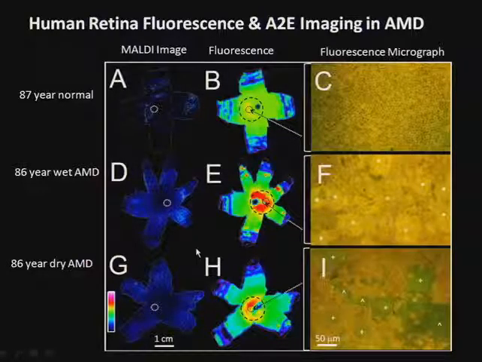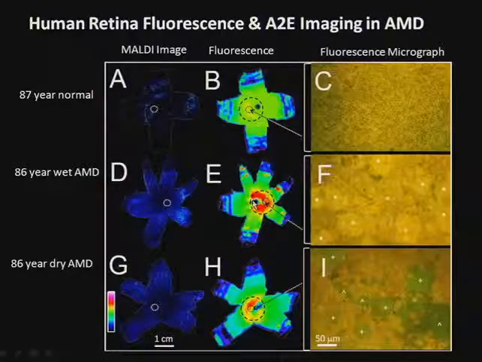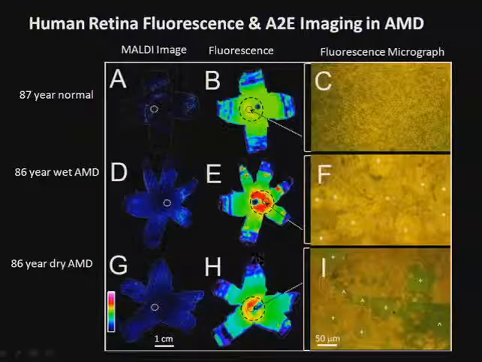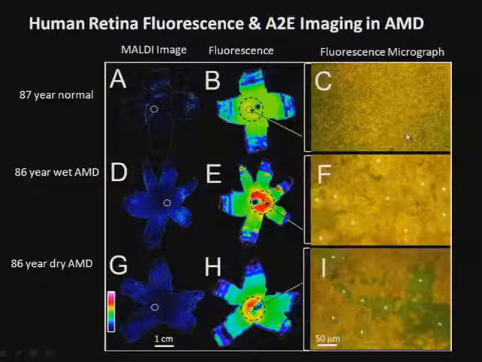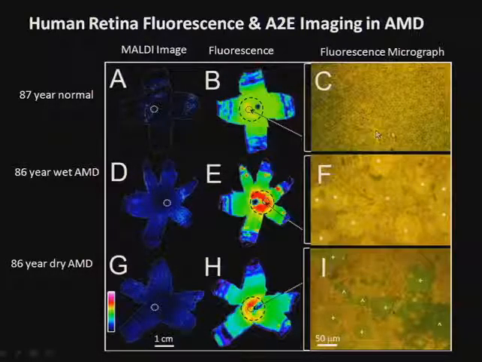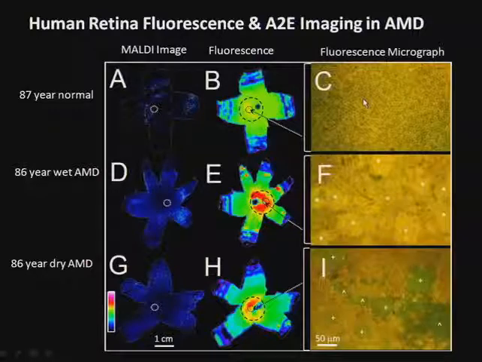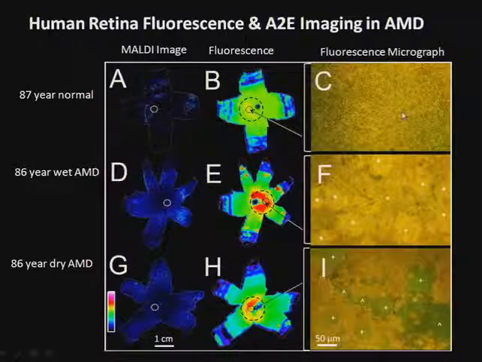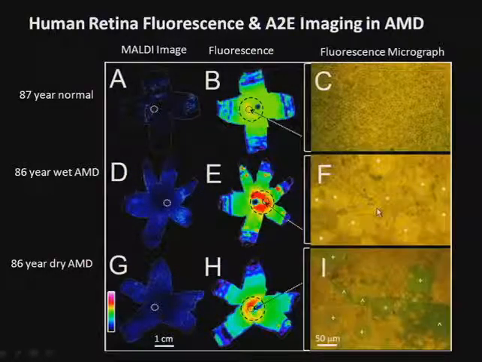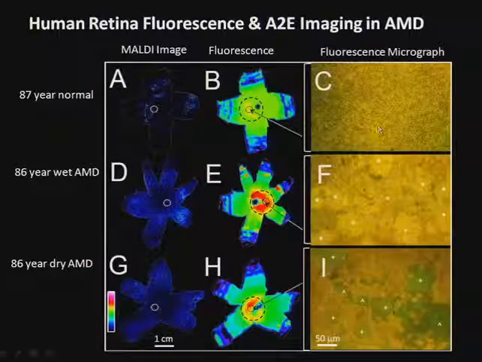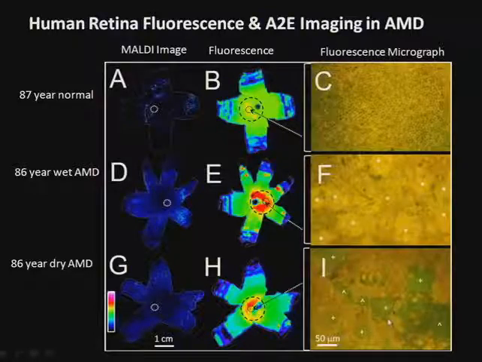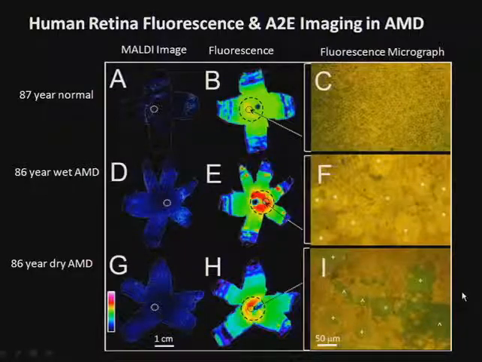Yet the fluorescence, which is indicative of the lipofuscin accumulation, is highly abundant in the center of the retina. The dark spot is the optic nerve head. And these fluorescence micrographs show that in our preparation we see the RPE layer present. So here it's a continuous layer of RPE cells, and then you can see that these do not look normal as shown in panel C. So these are the diseased macular regions shown in a micrograph.